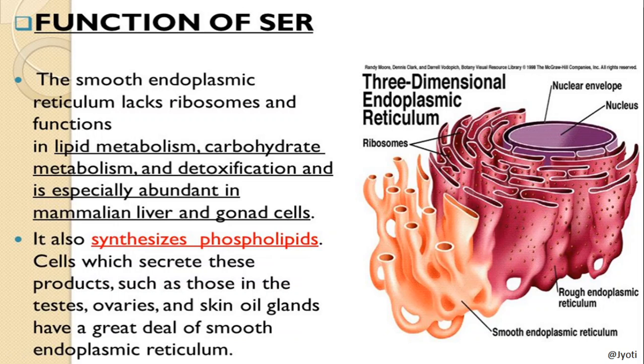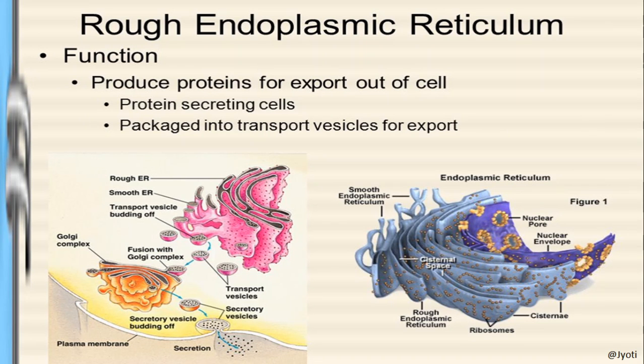So these smooth endoplasmic reticulums, as I have told you, are present in the testes, ovaries, and skin oil glands. They have a large number of smooth endoplasmic reticulum because they are engaged in the synthesis of lipid.